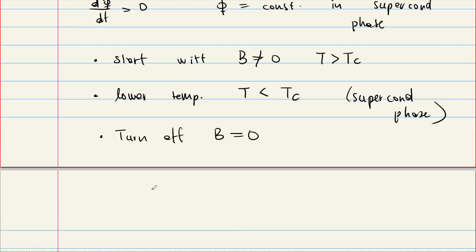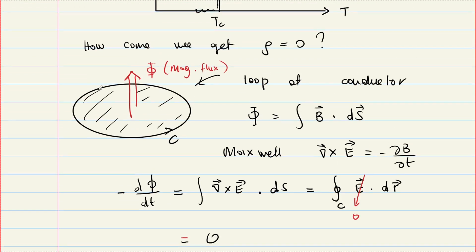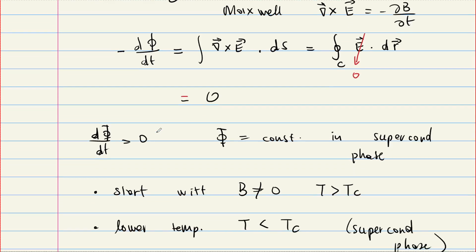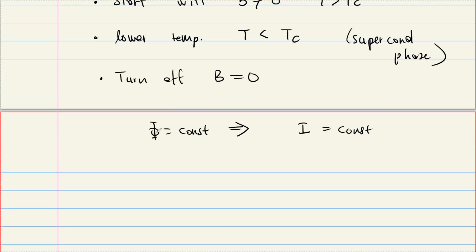But phi is constant. Therefore, a superconductor should generate a constant current here. So there has to be a current going on so that the flux is constant, and we still have this equation obeyed. And this is what we call persistent current.